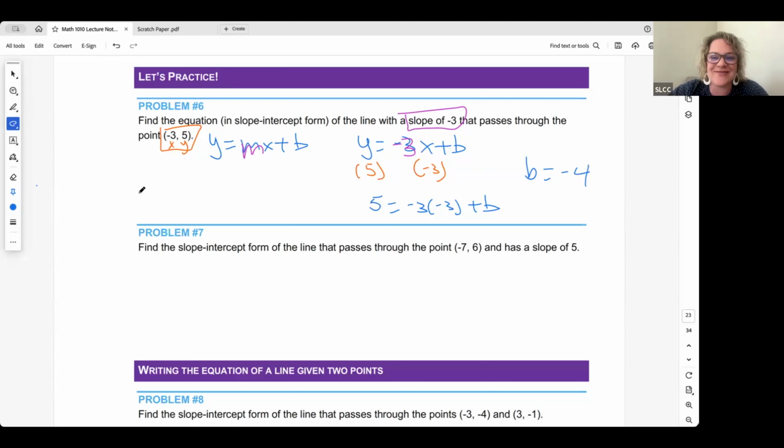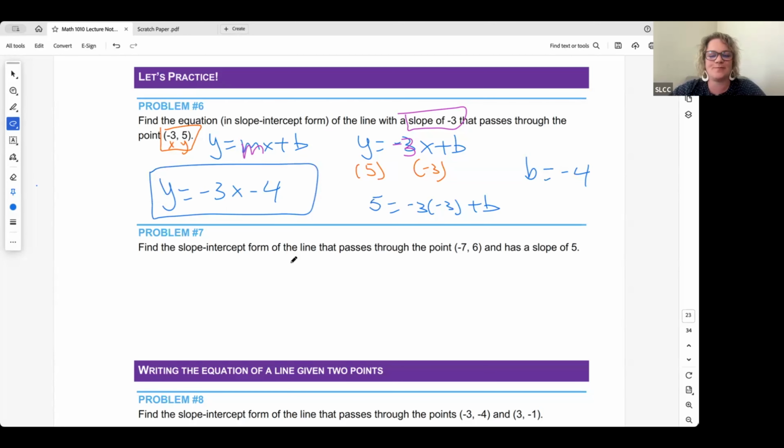Can I write the equation of the line? You bet. Y equals mx plus b. Remember the b was -4, so I don't need to put plus a minus. You just put minus. You don't need to put plus a -4. You can just say -3x minus 4. Awesome. Let's do number 7.